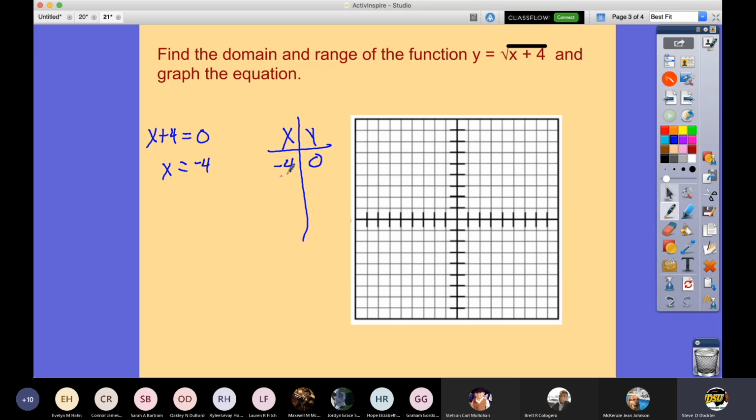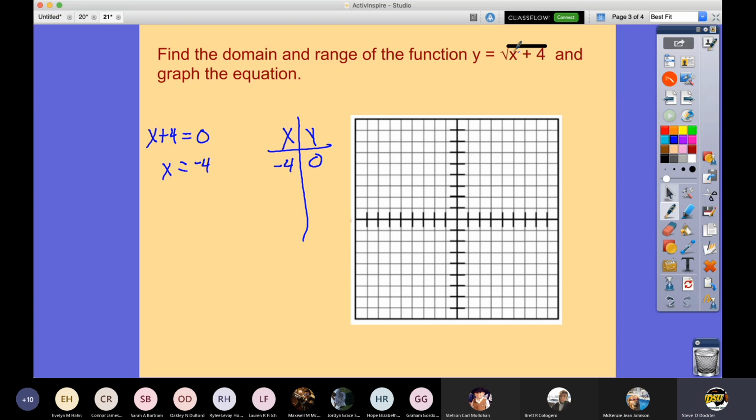If we put in, for example, a -5, -5 plus 4 would be -1. That would give us a square root of a -1. We don't want that, so we need to go bigger than that. All right, so what I taught you guys last year was we want to try and find perfect squares to be able to get a nice number to graph here.